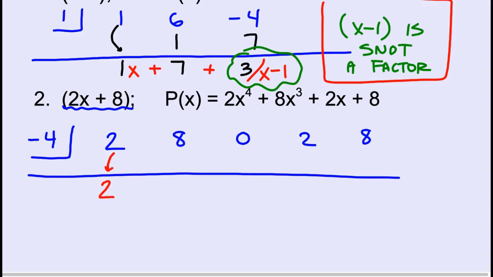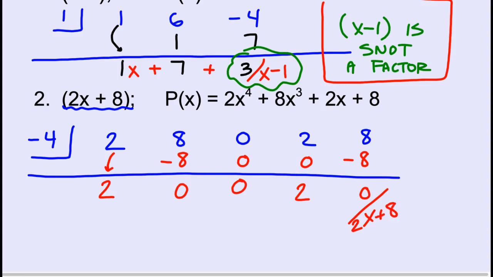Bring the first one down, 2, -4 times 2 is -8, -8 plus 8 is 0, -4 times 0 is 0, 0 plus 0 is 0, -4 times 0 is 0, 2 plus 0 is 2, -4 times 2 is -8, haha! 0 is my remainder. So because I have a 0 remainder, that's 2x plus 8, it is a factor. So the conclusion now is that, lo and behold, 2x plus 8 is a factor.